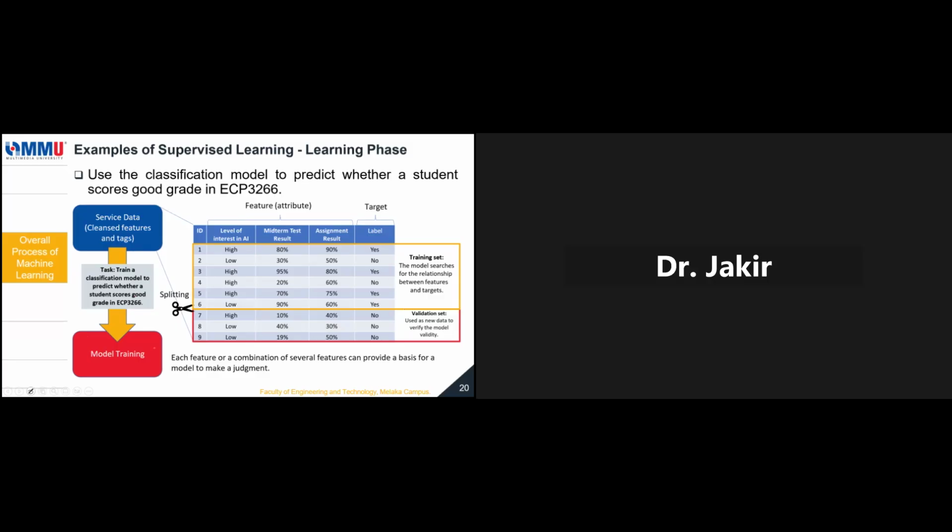There is label data here, and this is how to train it. We train the model by telling it that the label data, or target value, is given. If the level of interest in AI is high, the midterm test got 80% marks, and the assignment result is 90%, then we can say it is a good score. If good score, it is yes. If not a good score, it is no.